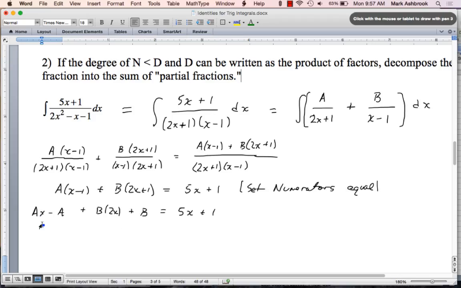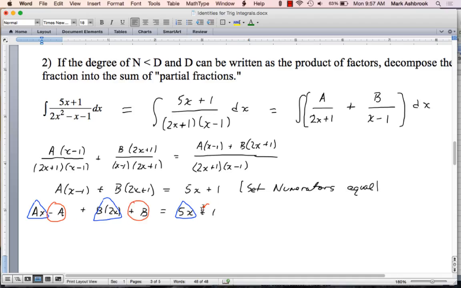In our mind, we're going to gather up all the x to the first powers, and actually all I need to do is look at the coefficients. So I'll just mark them with a blue triangle: ax, b times 2x, 5x. And then what's left after the x to the first is the constant term. For the constant terms, I have minus a plus b, and 1. So I'm gathering things up by their power of x.